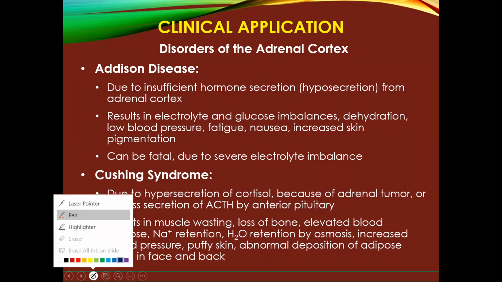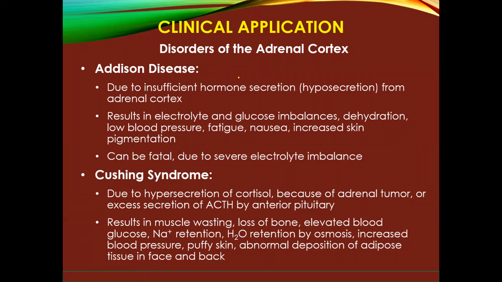Some clinical notes for disorders of the adrenal cortex hormones. There is a disease or disorder called Addison disease. This is due to the lower production of cortisol. If it is too much, okay, hypersecretion, then the disorder is called Cushing syndrome.